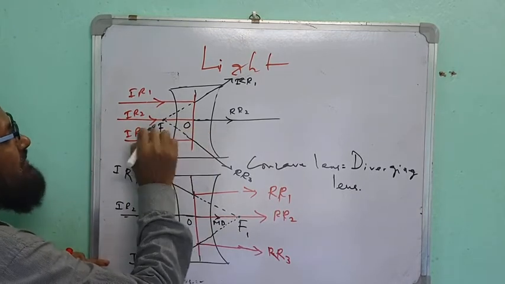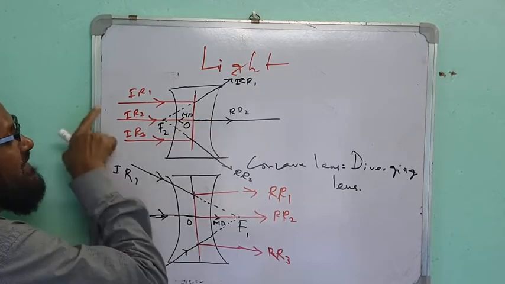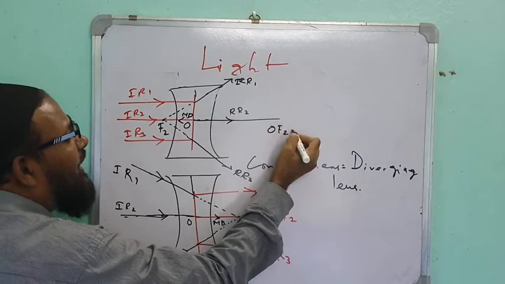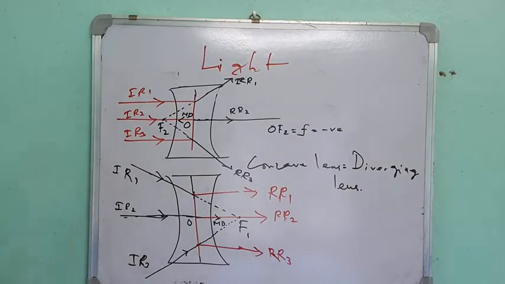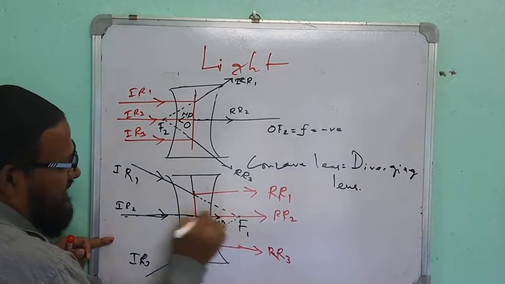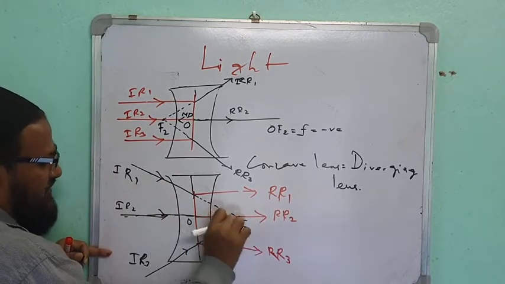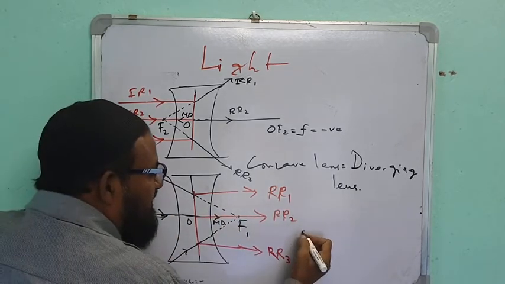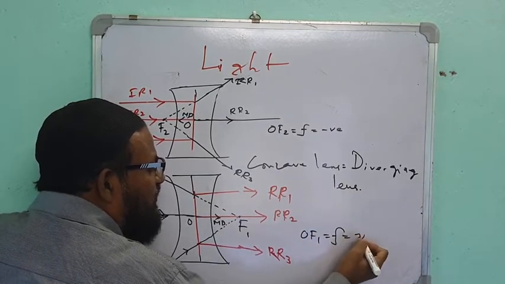In this case, sir, measurement direction, please see here. This is the measurement direction, MD. Incident ray direction, what is this? Opposite. Therefore, sir, here, OF2 equal to F equal to negative. In this case, this is the measurement direction. These are the incident rays. Measurement direction and incident ray are the same. Therefore, this distance is positive. OF1 equal to F equal to positive.